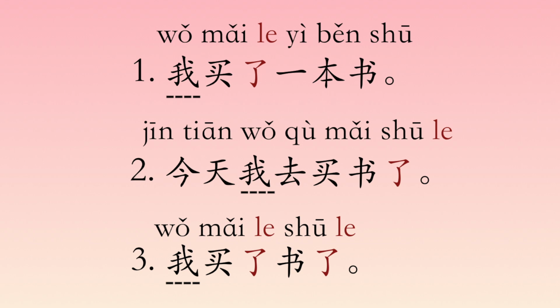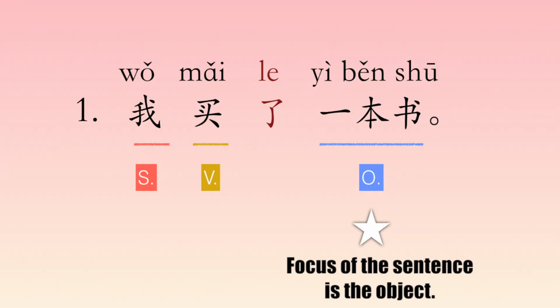Don't switch off. It is not as difficult as you thought. Let's see, in the sentence, 我 is the subject, who did the action. 买 is the verb, the action, that somebody did something. 书 is the object. So if you want to emphasize the object, like you want to tell others what you bought, you put 了 before the object, that is to say after the verb.